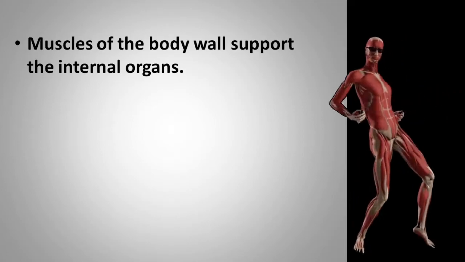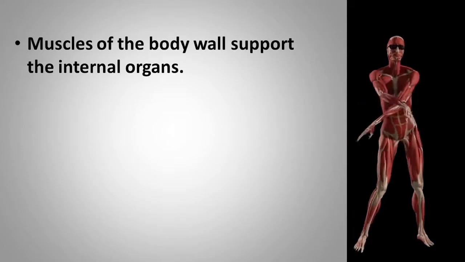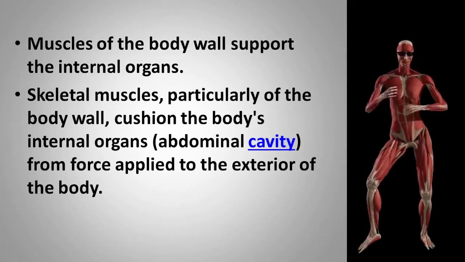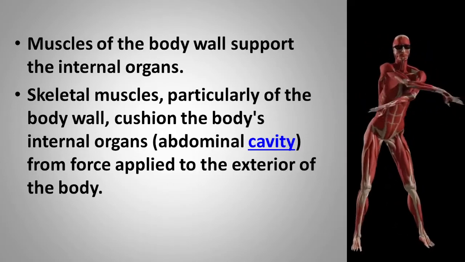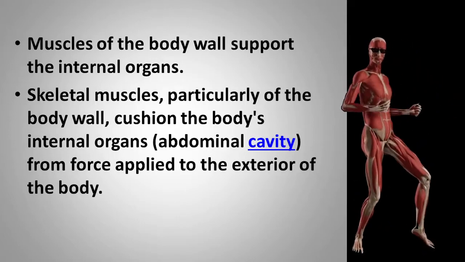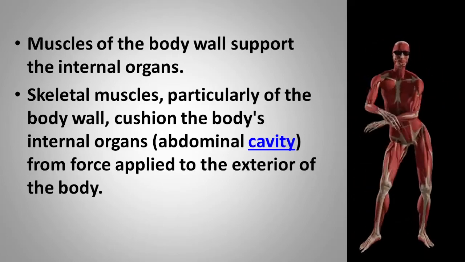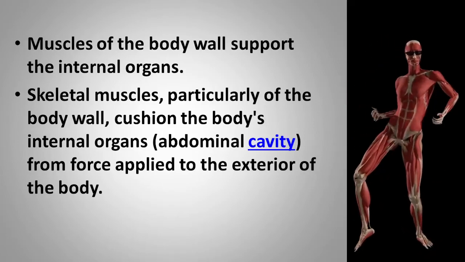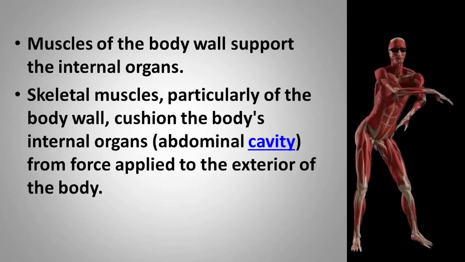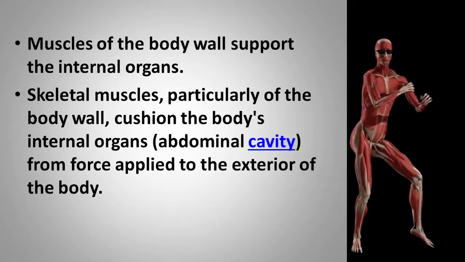The muscles of the body wall also protect the internal organs. Skeletal muscles, particularly in the body wall, cushion the body's internal organs. Okay, so the organs in our abdominal cavity, like our stomach, liver, intestine, kidney, and our large intestine, our uterus, are found in the abdominal area. So they are also protected by our muscles in our body wall.